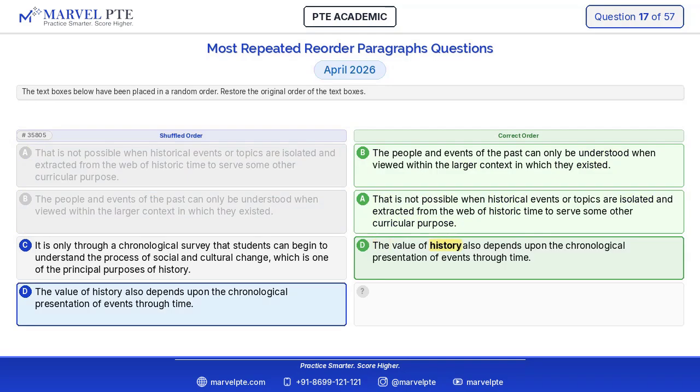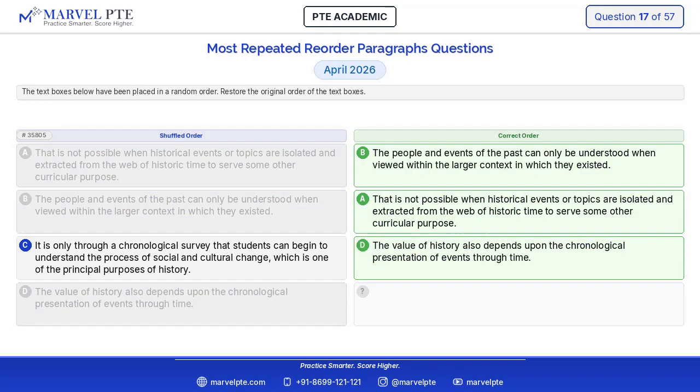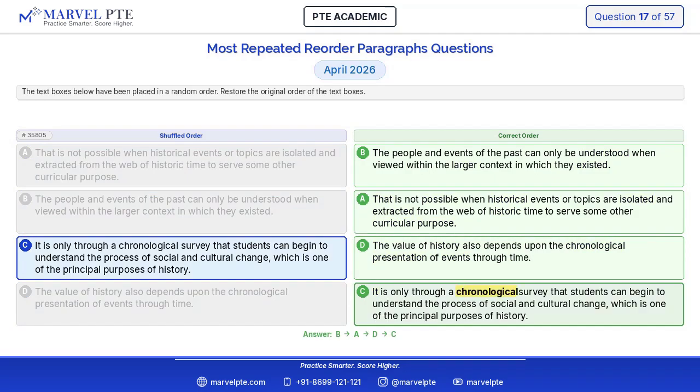The value of history also depends upon the chronological presentation of events through time. It is only through a chronological survey that students can begin to understand the process of social and cultural change, which is one of the principal purposes of history.